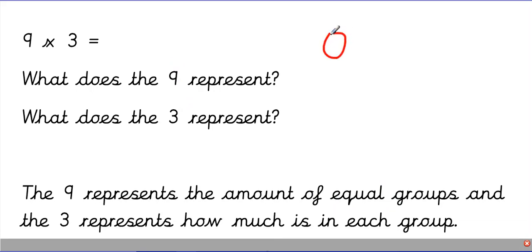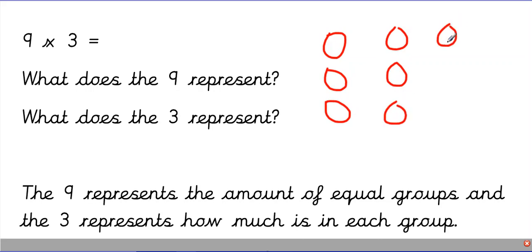If you wanted to draw it, you could do one, two, three, four, five, six, seven, eight, nine. So you've got nine groups with one, two, three in each group. So you've got nine groups and three in each group. Well done if you got that one correct.